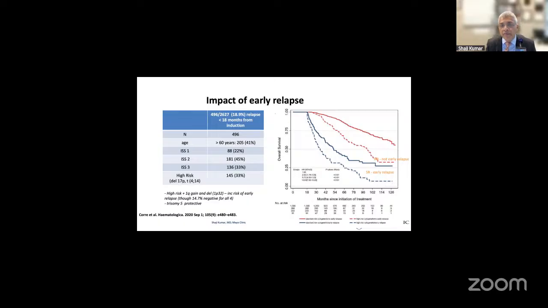You can see here that patients who relapse early, even with a standard risk at baseline, have poor outcome compared to patients who may have had high risk abnormalities but don't relapse or have a very long response. So there's a functional aspect to that disease risk that is often difficult to determine at baseline.